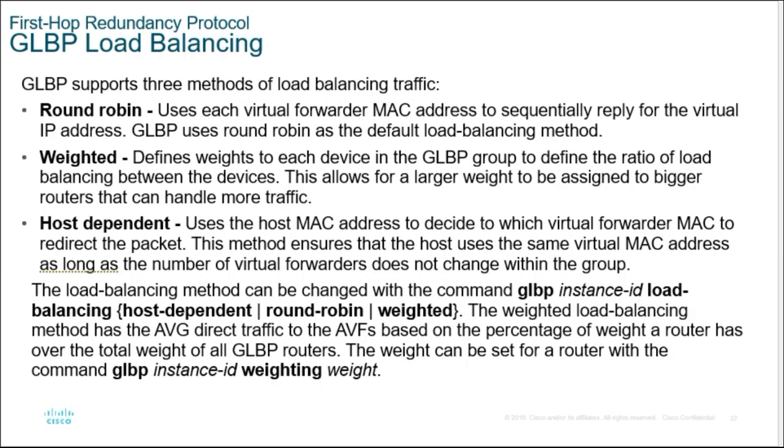The difference between HSRP, VRRP, and GLBP is made especially for load balancing. There are three methods of GLBP for load balancing. The first one is round robin. As the name implies, each AVF will take turns in forwarding the packet or replying to the request for the virtual IP address. This is the default load balancing method.